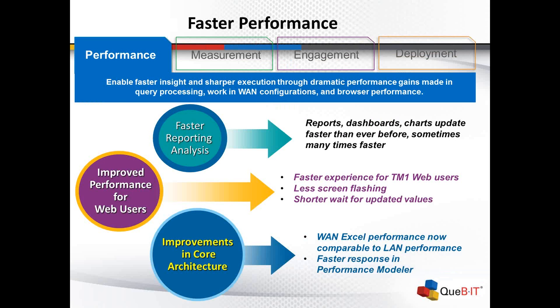As far as faster performance goes, one of the things that IBM has done is invest an awful lot in the R&D of TM1 and all of the enabling applications that surround it. So reports, dashboards, charts update faster than before. TM1 Web has been re-engineered from top to bottom. It only updates the cells it needs, less screen flashing, and so on. And the Café Excel add-in architecture has greatly improved the wide area network Excel performance, and also improved the response time in Performance Modeler.